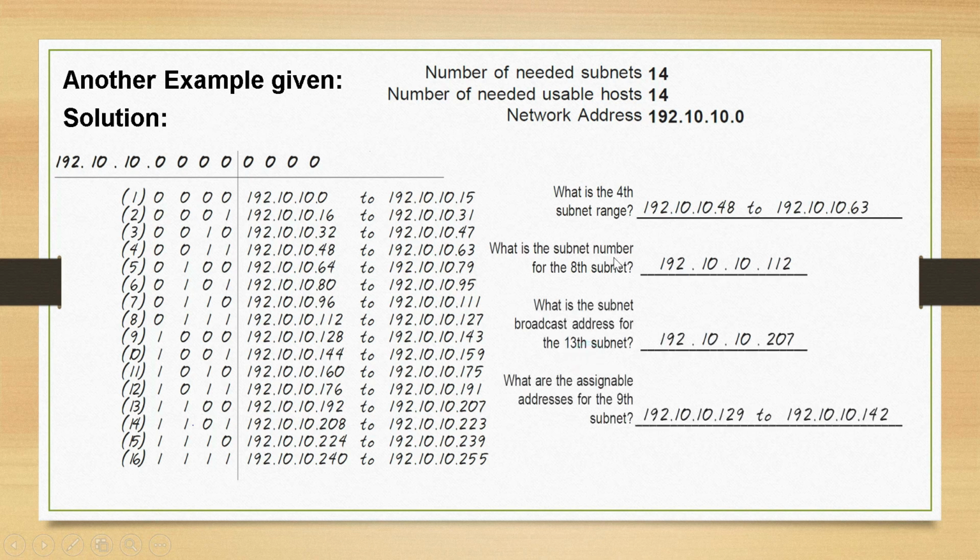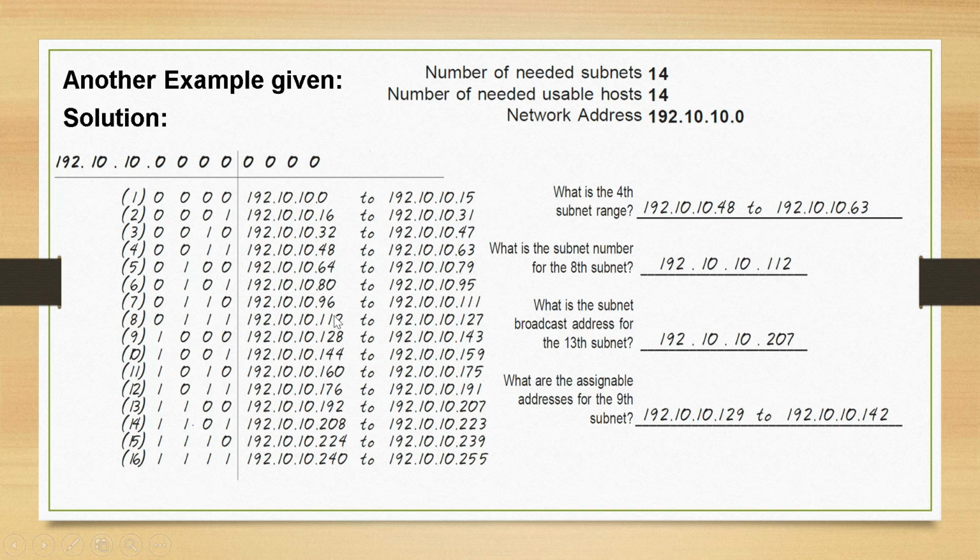So the question is, what is the fourth subnet range? That means the fourth, so we are going to have 1, 2, 3, 4. So this is our subnet range: 192.10.10.48 up to 192.10.10.63. What is the subnet number for the eighth subnet? For the eighth subnet, we have 192.10.10.112 here.